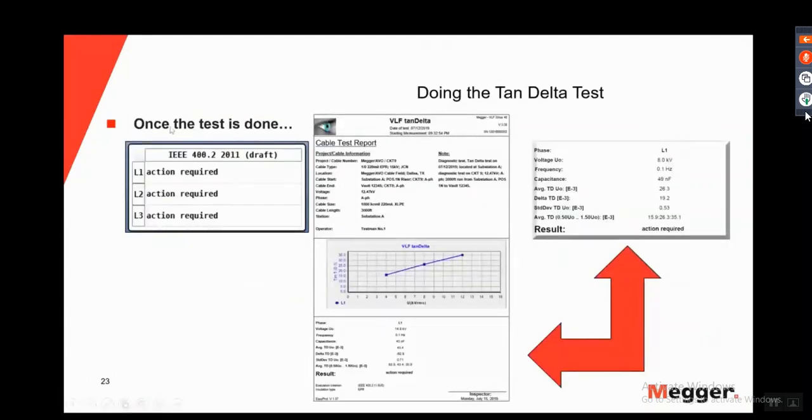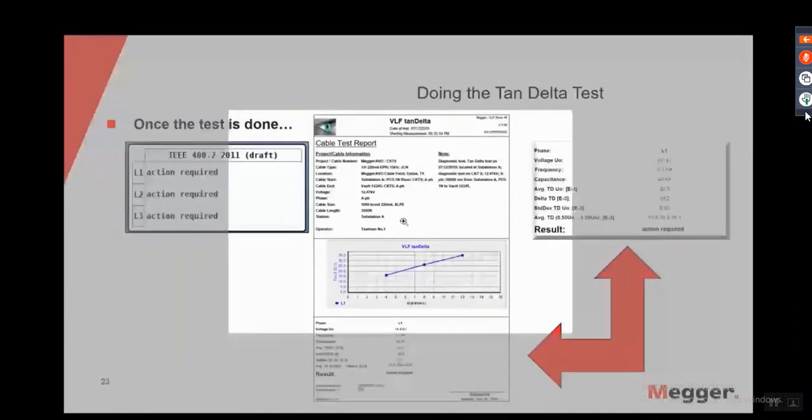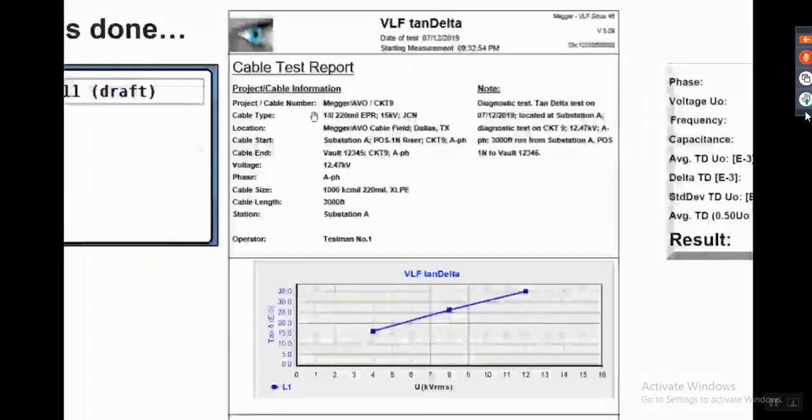This is an actual data sheet. So once the test is done, of course, it's going to give you this automatic IEEE 400.2 standard assessment for you. This here is a report. Actually, let me blow this up. So if you look here at this report, this is the project cable information. So you can enter in your cable type, what it is, 1/0, 220 mils, location, your start, your end, the voltages you're using, the phase you're on, cable size, so on and so forth.